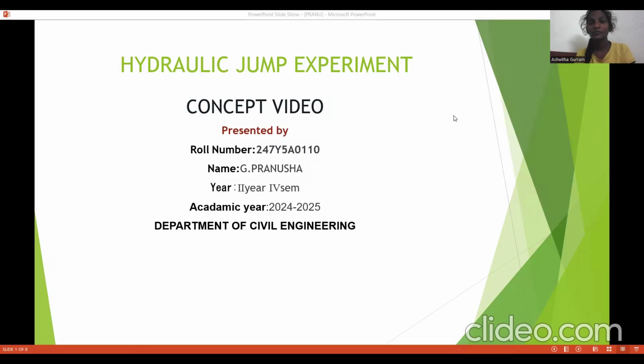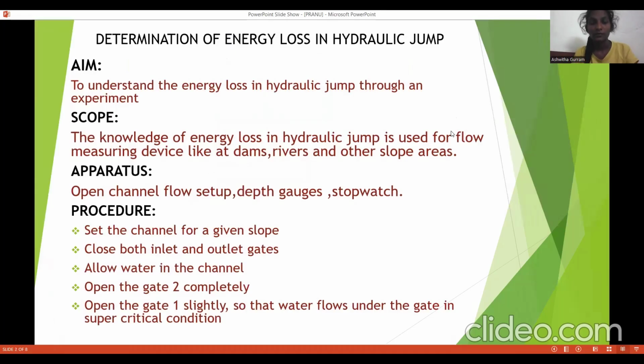Now I'm going to explain the hydraulic jump experiment. The main theme of the experiment is determination of energy loss in hydraulic jump. Aim: to understand the energy loss in hydraulic jump through an experiment. By doing this experiment, we get the knowledge of energy loss in hydraulic jump.